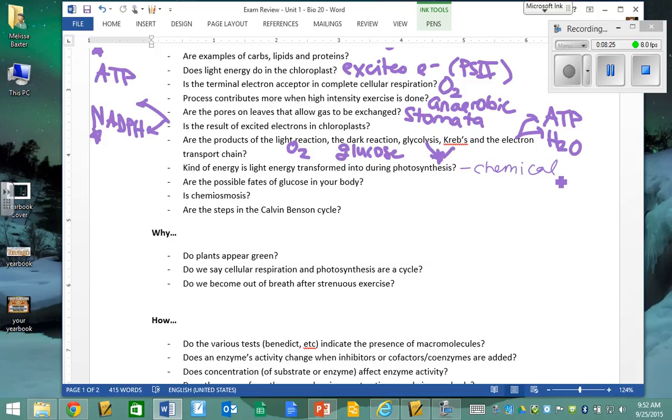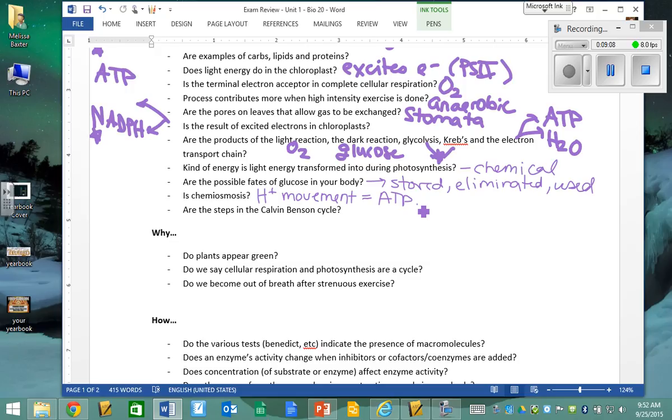What are the possible fates of glucose in your body? Remember, it could be stored, eliminated, or used. Stored by either fat cells or as glycogen in your muscles. Eliminated by your kidneys, which are what's filtering your blood to make urine, or actually used in the mitochondria to make ATP. What is chemiosmosis? It is when hydrogen ion movement results in the production of ATP. So there's ATP synthase, hydrogen's trying to move across the membrane, and that's the only way.